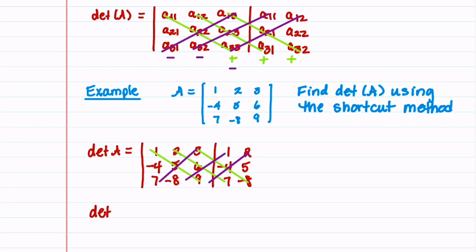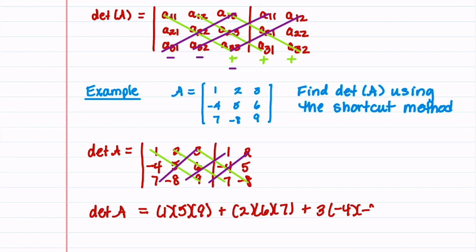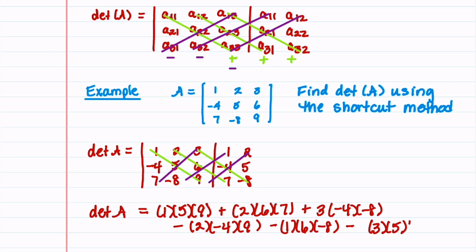Our determinant A then looks like this. It's going to be 1 times 5 times 9 plus 2 times 6 times 7 plus 3 times minus 4 times minus 8. Now we're going to subtract off the purple products. So this is going to be a minus 2 times minus 4 times 9 minus 1 times 6 times minus 8. And then we subtract off 3 times 5 times 7.